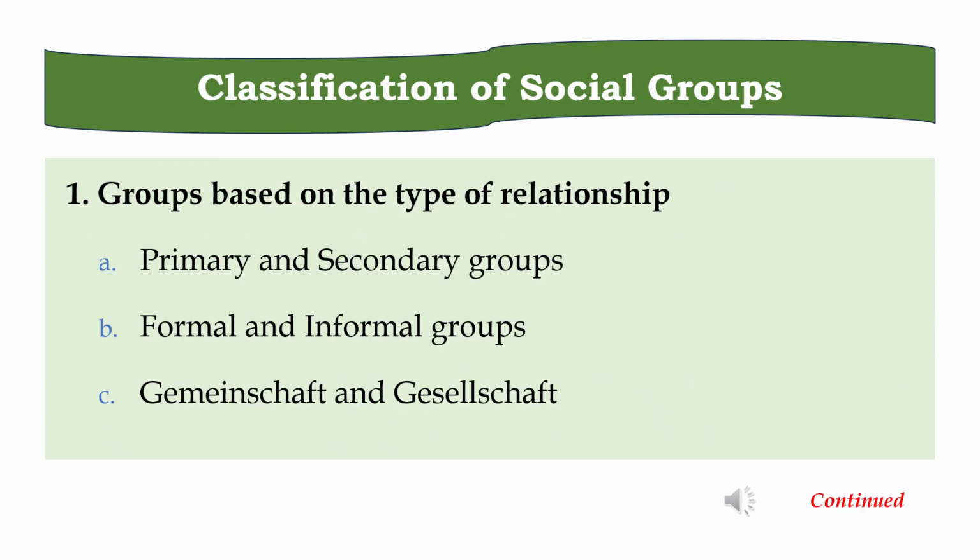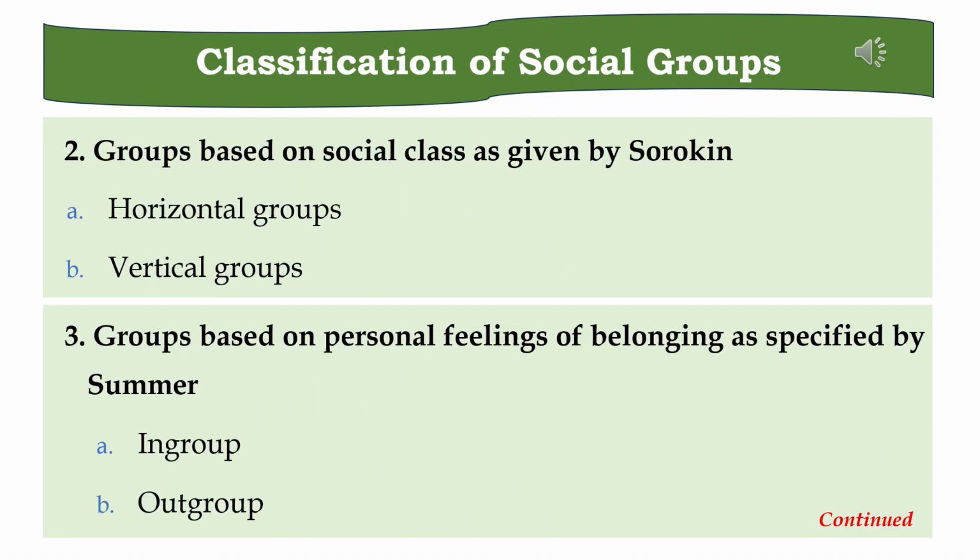Classification of social groups. Social groups can be classified based on several criteria. 1. Based on the type of relationship among their members, the social groups are classified into primary and secondary groups, formal and informal groups, Gemeinschaft and Gesellschaft. 2. Based on the social class, social groups are classified into horizontal groups and vertical groups. This classification was given by Sorokin.